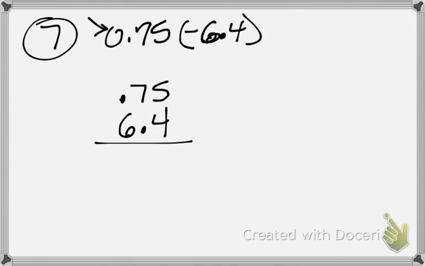So now I'm going to multiply again, and I got to work my way from right to left. So 4 times 5 gives me 20. I'm going to carry my 2. 4 times 7 is 28, plus 2 is 30.